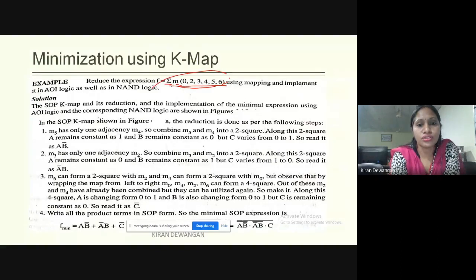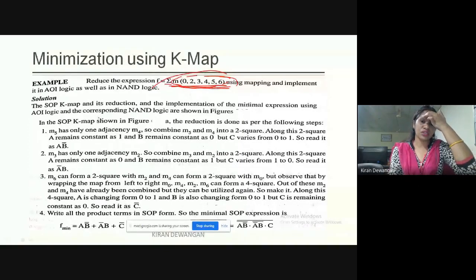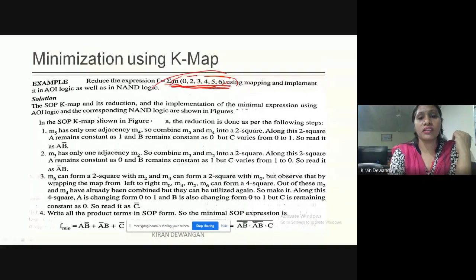So from here also, we can see that the min terms present are 0, 2, 3, 4, 5, 6. And we could even have 7 here, but 7 is not there, so let us not take it. Clear? So if it has min terms only till 7, then we can say that it's a 3-variable function. Clear? So this is a 3-variable function.